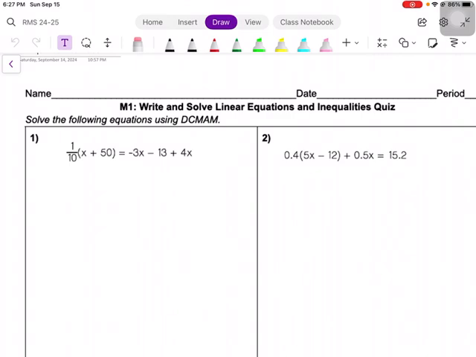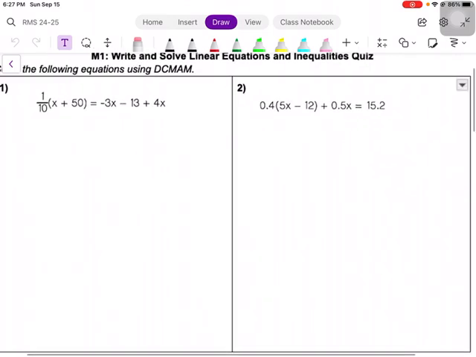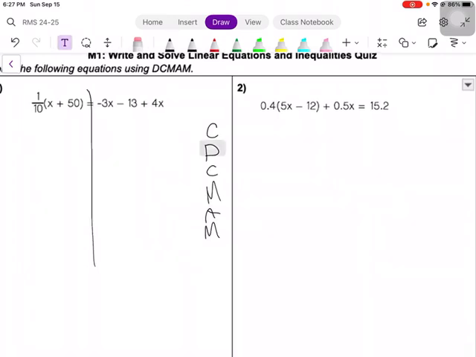So first of all, for each problem, I'm going to go ahead and write my CDC map, because it helps keep it just a little bit organized. So I'm going to go ahead and draw my line and start with C.